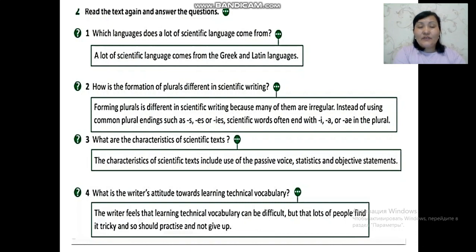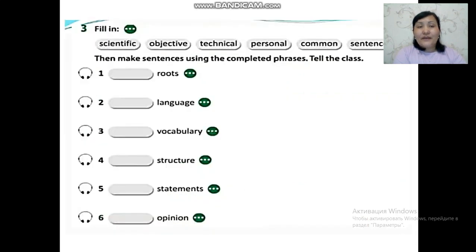Now, if you have noticed these answers, let's go on. The third exercise in your textbooks is to fill in the given words and to make up phrases. So they are scientific, objective, technical, personal, common, sentence. Now you should make them and make up sentences and tell the class.